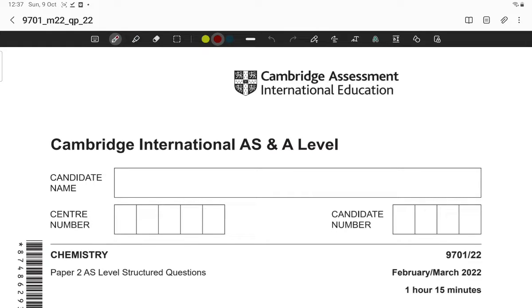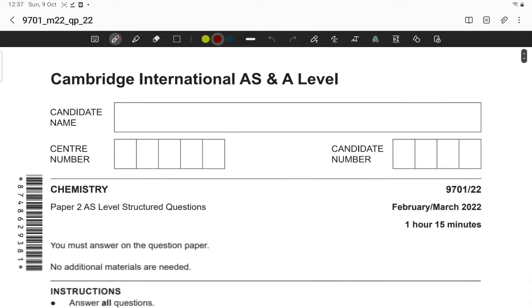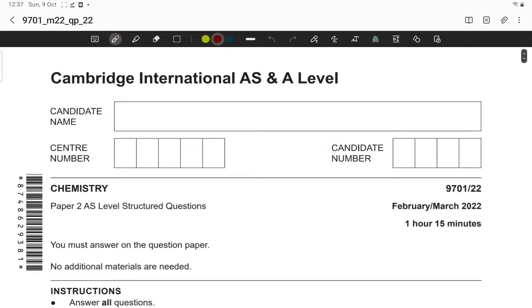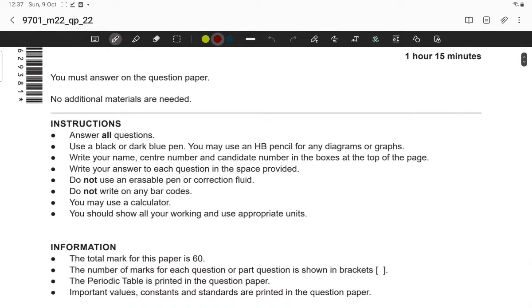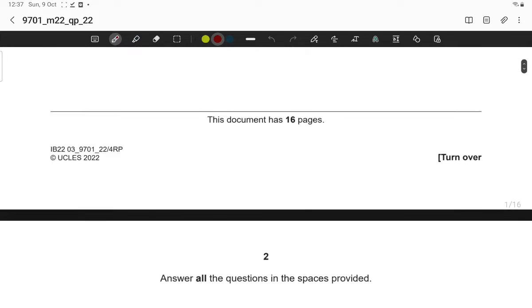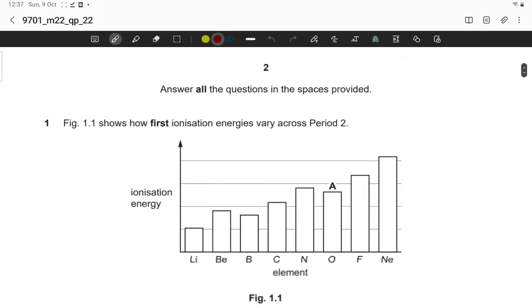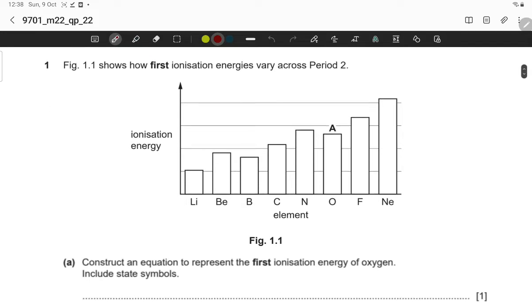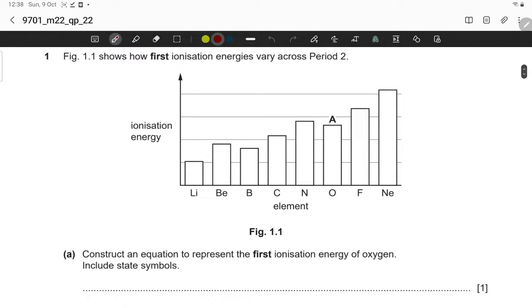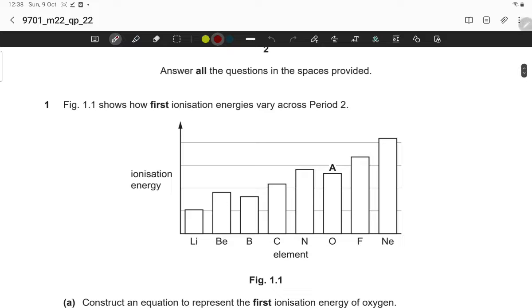Today I will be solving Cambridge Chemistry International AS and A Level Paper 2, Feb March 2022. Let's start. Question number 1. Figure 1.1 shows how the first ionization energy varies across period 2. So you know that the ionization energy is going to increase across the period.